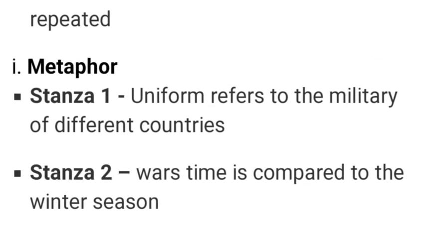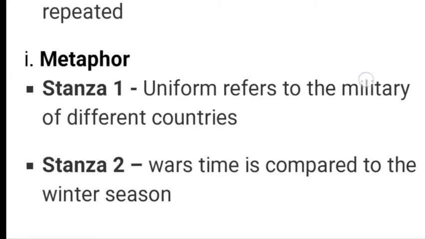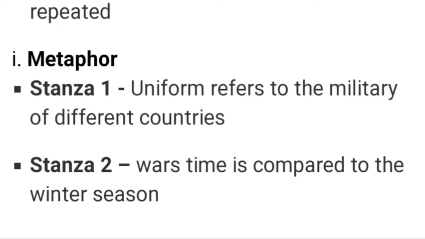Metaphor is another device. In stanza 1, uniform refers to the military of different countries. Uniform is suggesting the military of different nations. In stanza 2, time is compared to the winter season. In the second stanza also there is an instance where metaphor is used.